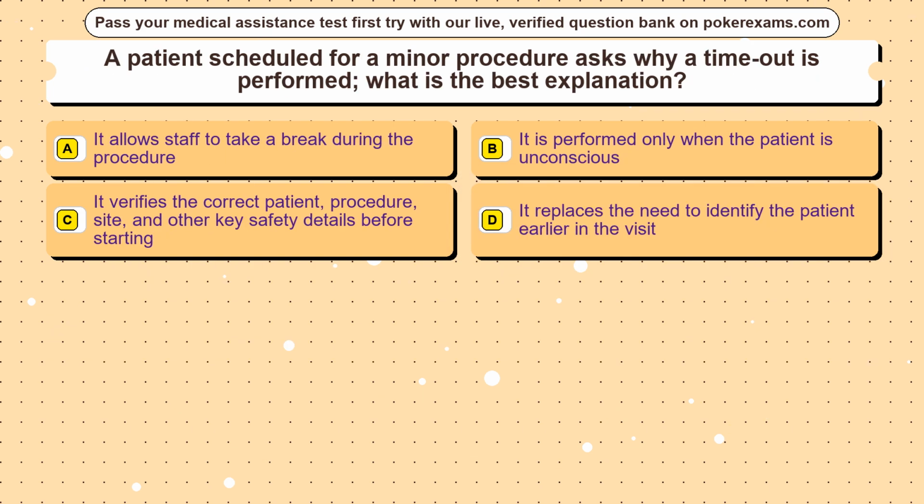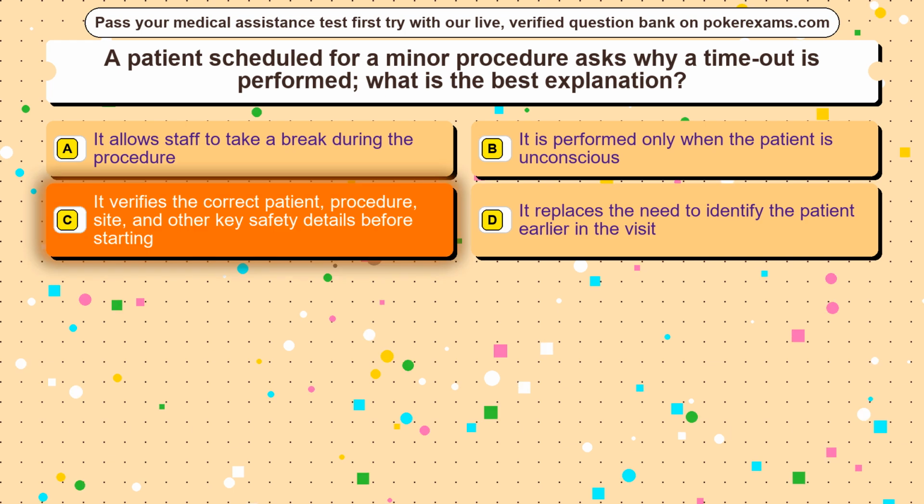Question 26. A patient scheduled for a minor procedure asks why a timeout is performed. What is the best explanation? Option A. It allows staff to take a break during the procedure. Option B. It is performed only when the patient is unconscious. Option C. It verifies the correct patient, procedure, site, and other key safety details before starting. Option D. It replaces the need to identify the patient earlier in the visit.